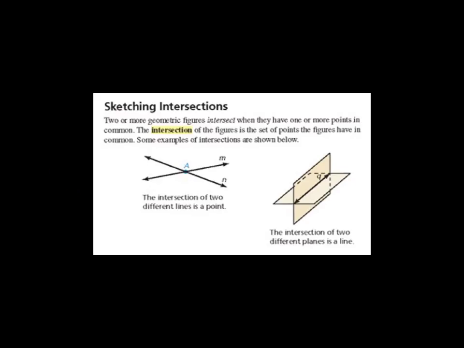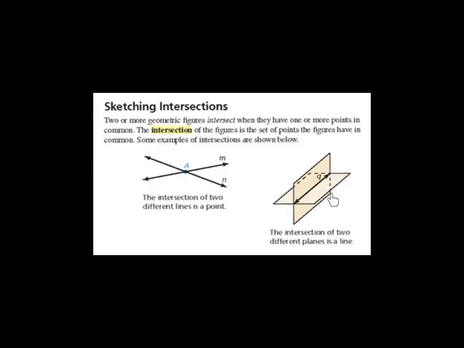Okay, so the next thing we want to look at is intersections. Two or more geometric figures intersect when they have 1 or more points in common. The intersection of the figures is the set of points the figures have in common. Some examples of intersections are shown below. So basically I just read that word for word, but what it means is, where do the 2 things intersect? If I have line N and line M that cross through each other, point A would be the intersection point, because that's where they cross paths.